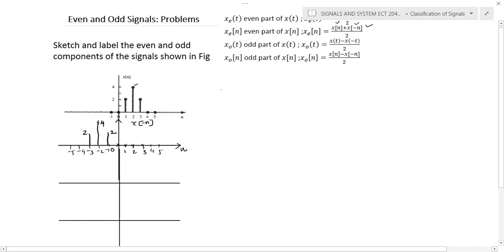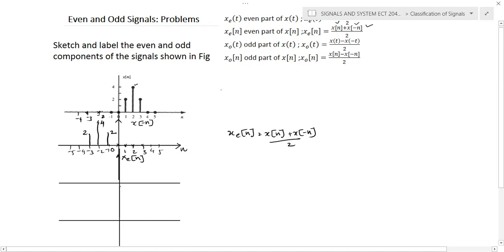So because at minus 2, minus 3, minus 4, the function magnitude is 0. So if you rotate this, you will get 0 here. Now we need to find out xe of n. Okay, xe of n can be calculated by using the formula xe of n is equal to [x of n plus x of minus n] by 2.